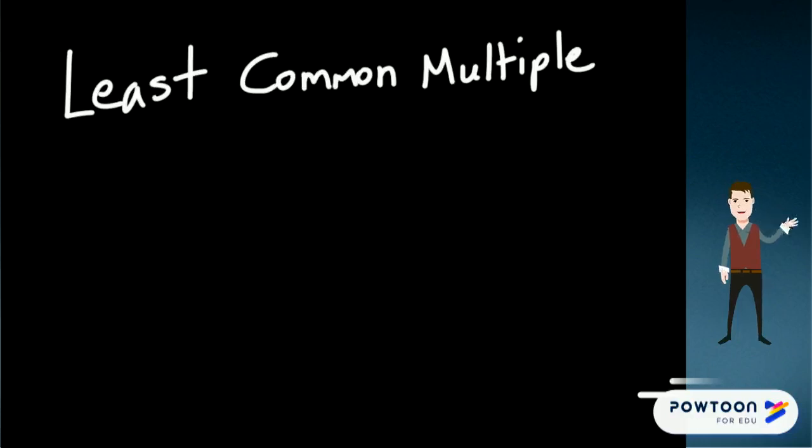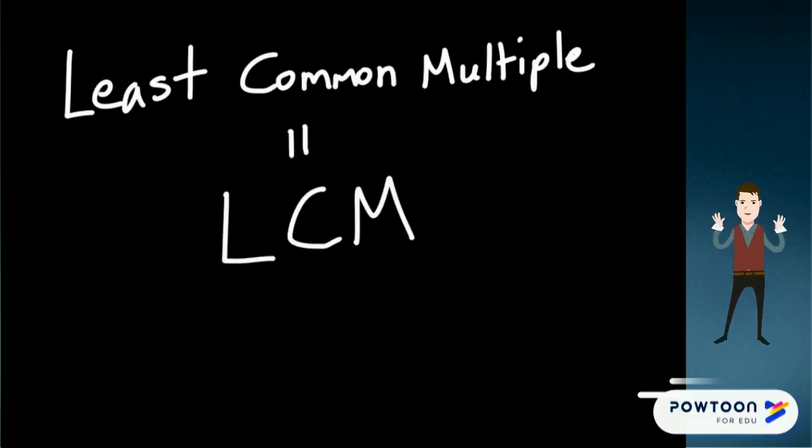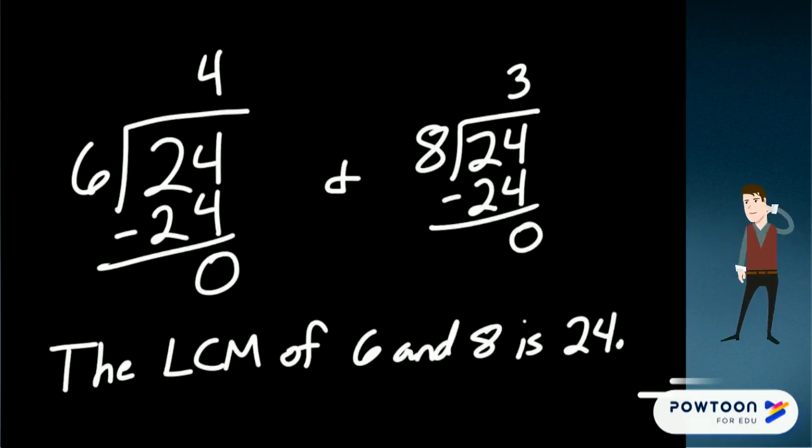Hello class, welcome back. Today we will be identifying the least common multiple of two numbers. We can also say, and write, LCM for least common multiple. The LCM of two numbers is the smallest number that can be divided by both of those numbers.